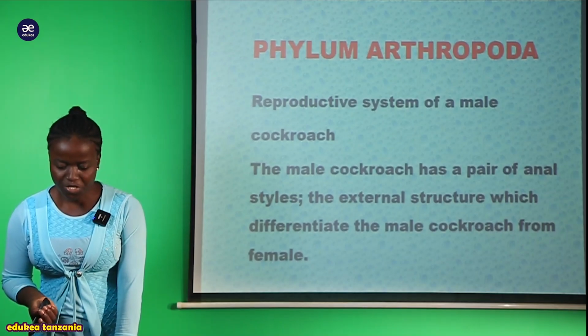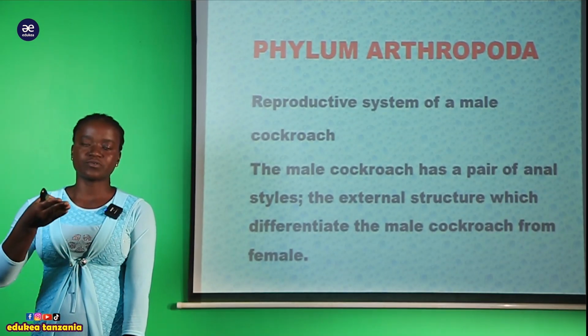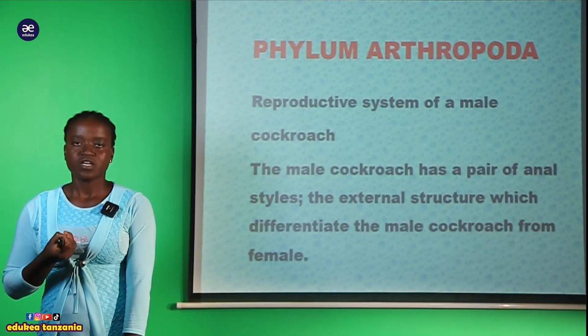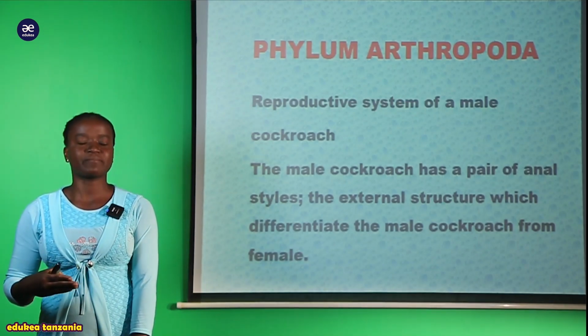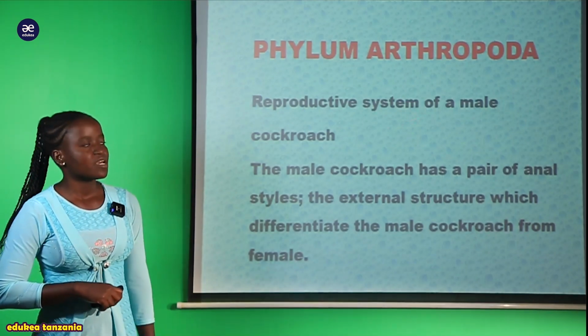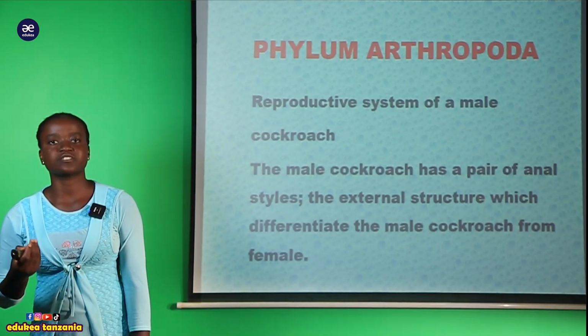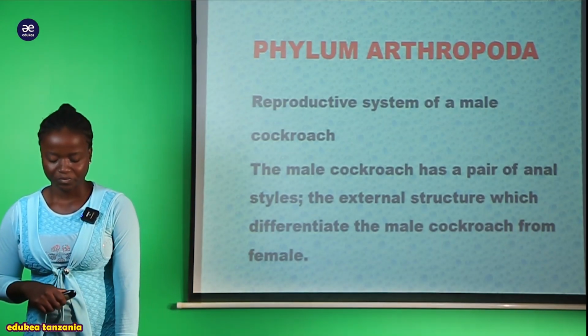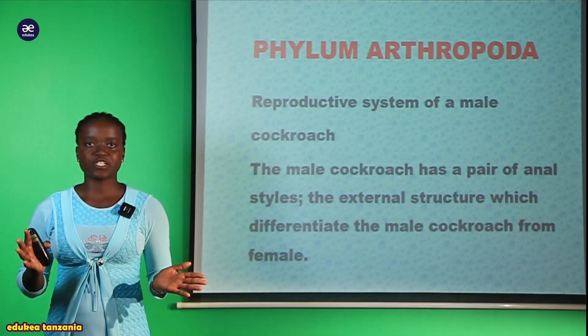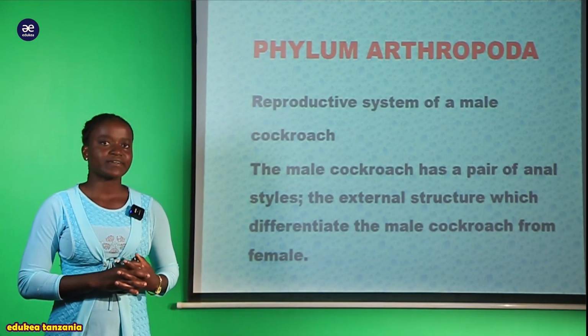And here my students, in this session we are going to divide into 2 sessions. So in the first session is where now we are going to discuss the reproductive system in the male cockroach. And the second part we're going to finalize by looking at the female reproductive system. So my students, let's move together to start our discussion.